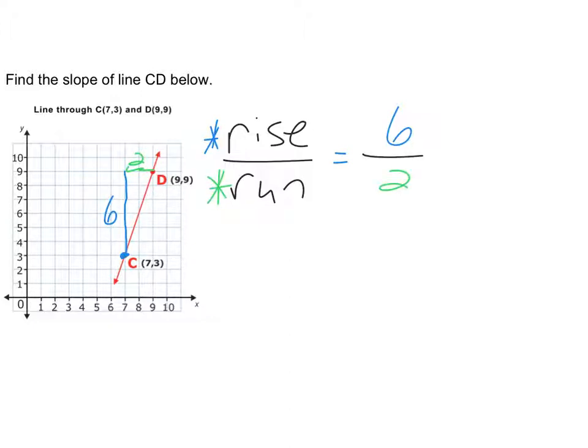So our rise over run ratio is 6 over 2. Well, I can simplify that down. 6 over 2 is 3. And the last thing I need to do to figure out if it's positive or negative is look at the line. Is it going up or down from left to right? From left to right, our graph is going up. So that means it's going to be positive. So our answer is a positive 3.